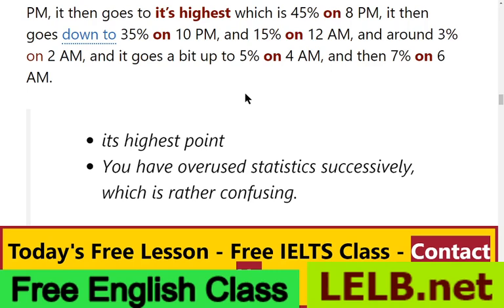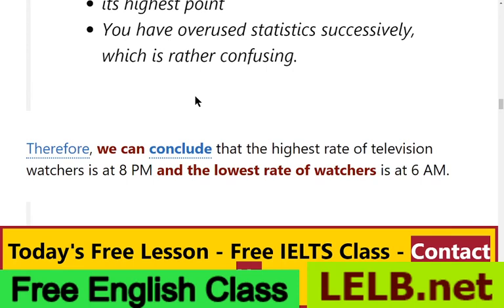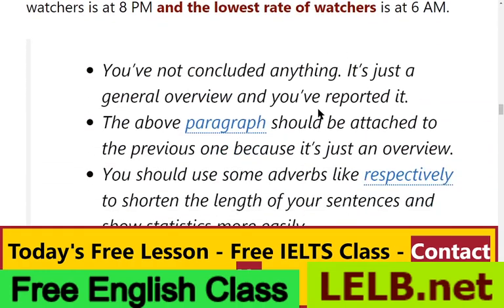Anyway, okay, let's move on. And therefore, we can conclude that the highest rate of television watchers is at, which is written correctly, at 8 p.m. and the lowest rate of watchers is at 6 a.m.